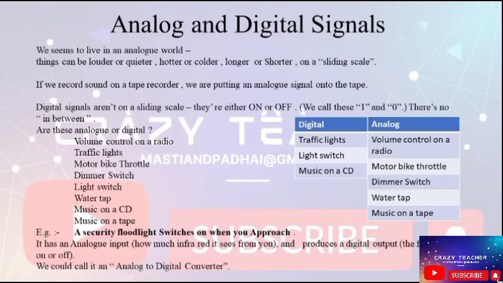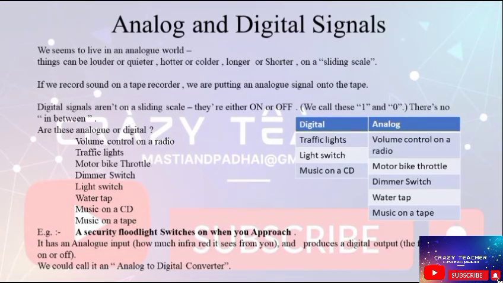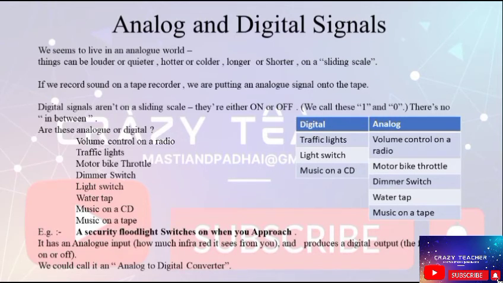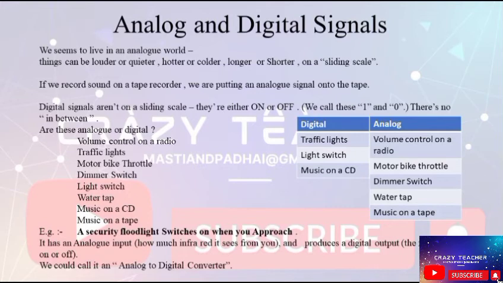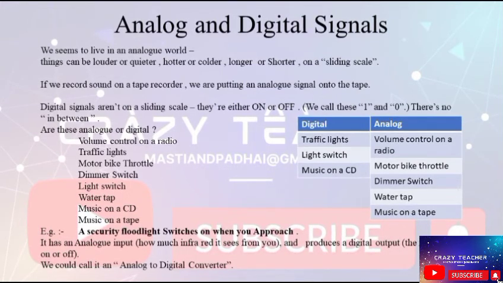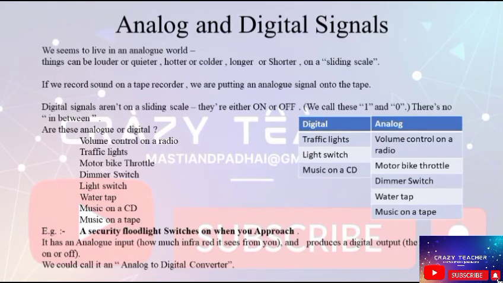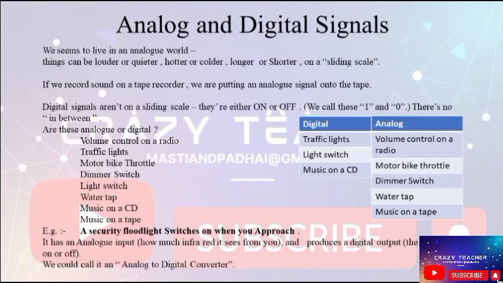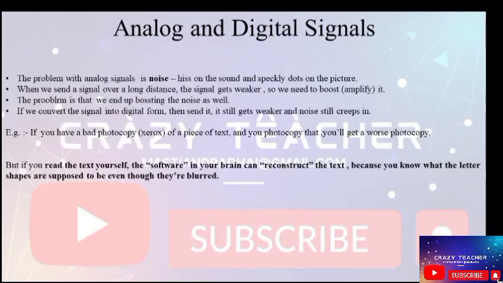Water tap is again an analog signal. You can turn the tap as much as you want, and accordingly the amount of water passing will vary. Music on a CD is a digital signal. The CD, the compact disc, stores information in a digital format. And music on a tape is an analog signal, because it uses the analog principle to store the information.